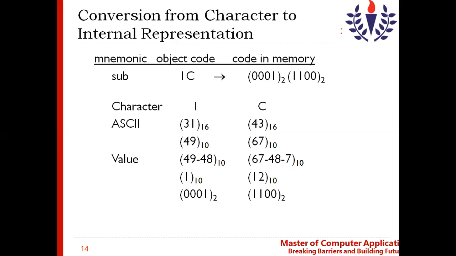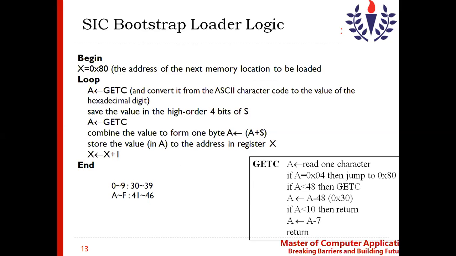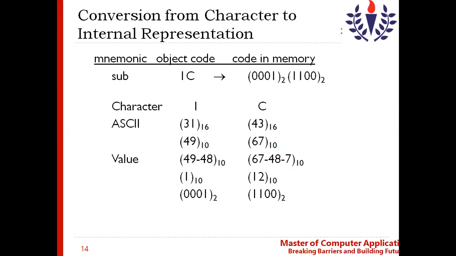This hexadecimal value will be converted into decimal format and checked against the value 48. According to this procedure, if A is less than 48, then you go for reading the next character, else it has to be subtracted by 48. Since 49 is not less than 48, it has to be subtracted by 48. So 49 minus 48 gives you 1. So 1 will be represented in the binary format as 0001.